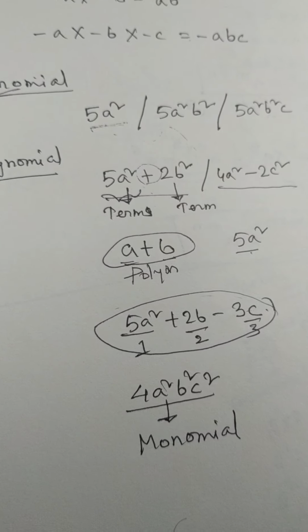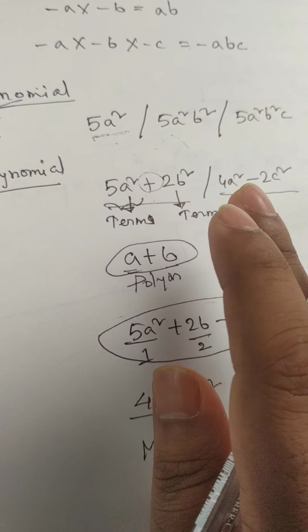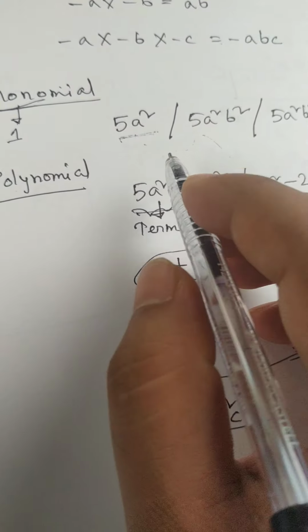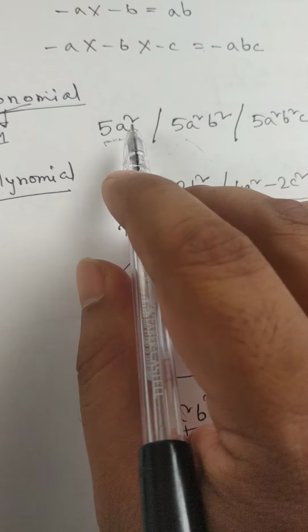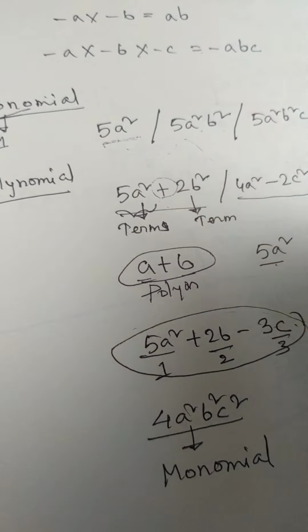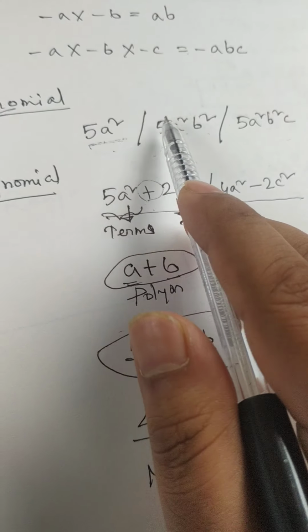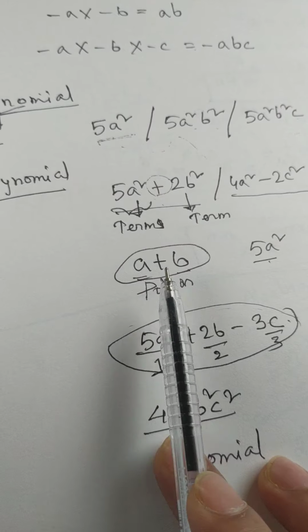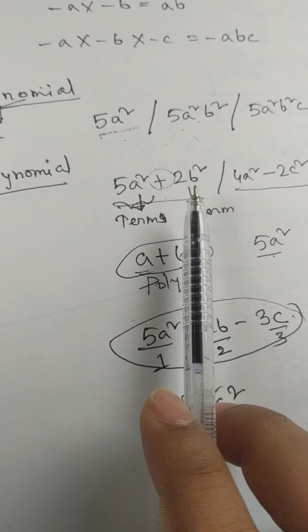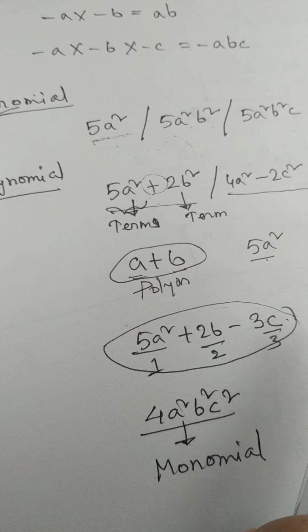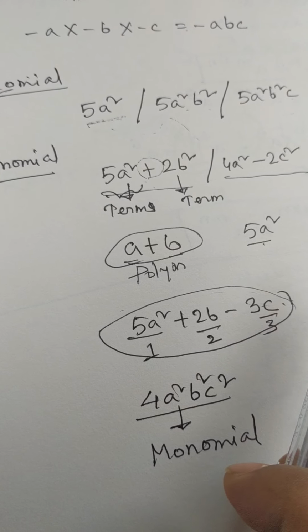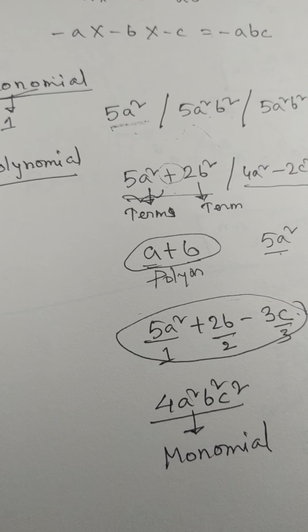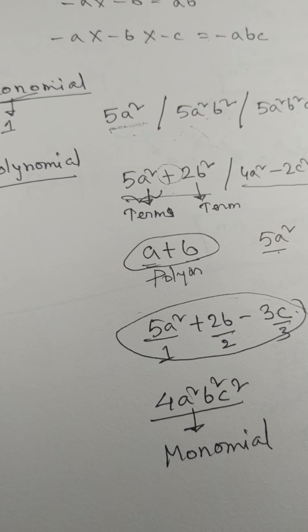So in a polynomial, you will have more than one term, and in a monomial you will only have one term where all the variables are in a multiple form. You won't see any plus sign or minus sign in a monomial. In a polynomial, each algebraic term gets separated by a plus or minus sign. So I hope you have understood the difference between polynomial and monomial. All right.